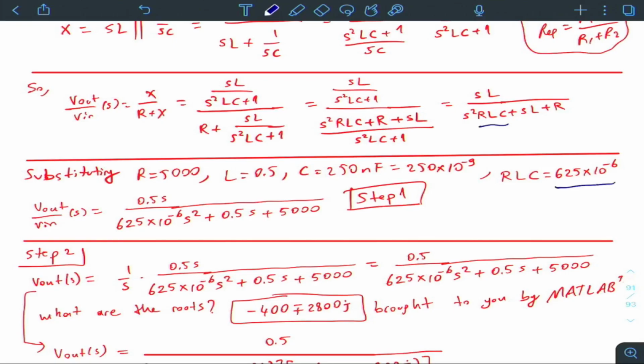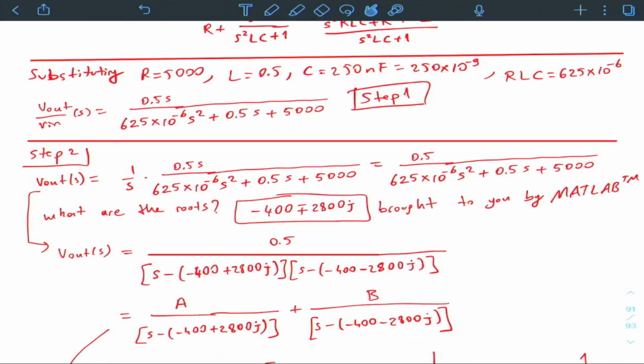And this is that term, all right, and this is L, all right, this is R. Here I'm writing this, and I'm writing this, okay.